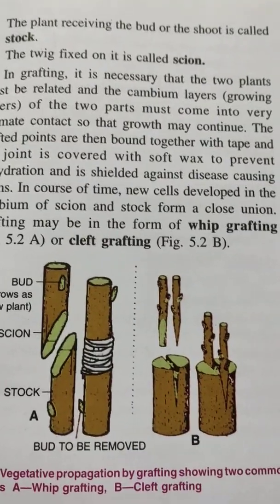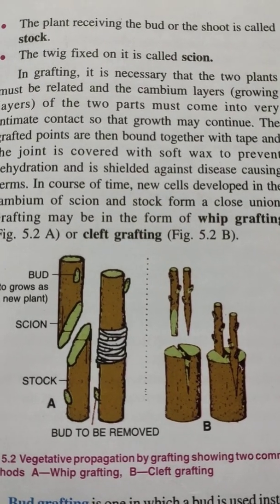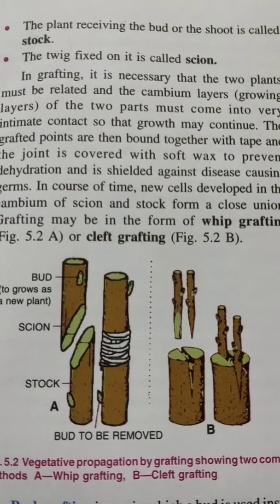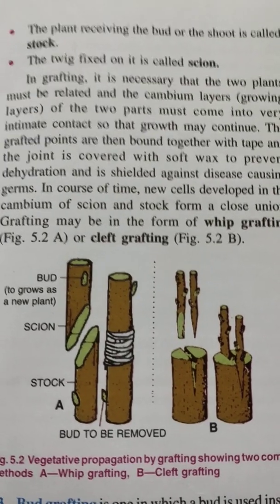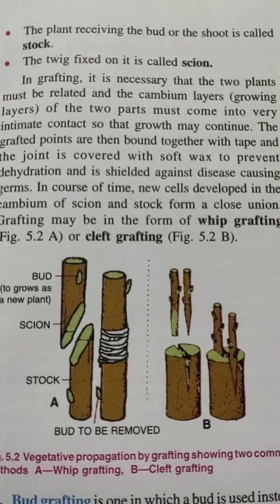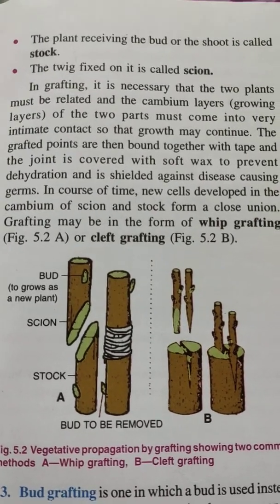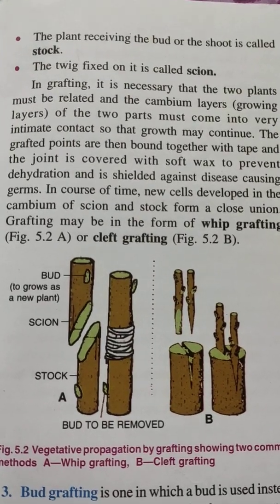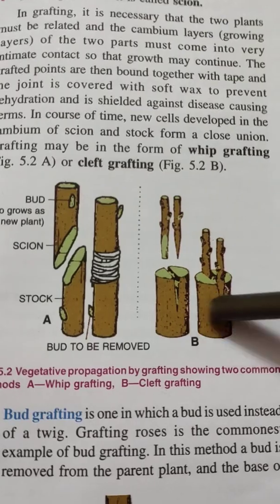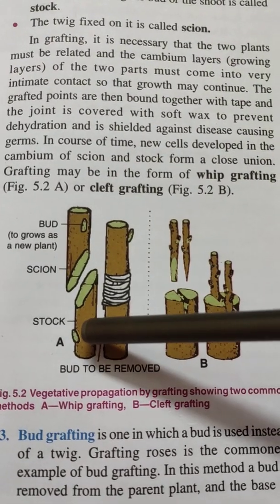Now you see, we need to know two terms. The plant receiving the bud or the shoot is called stalk. The twig fixed on it is called scion. Now these two definitions are very important because when you are studying grafting, you need to know these two terms, stalk and scion. The plant receiving the bud or the shoot is called stalk and the twig fixed on it is called scion. Now, you may see this diagram. Here we can see the scion part and the stalk part.